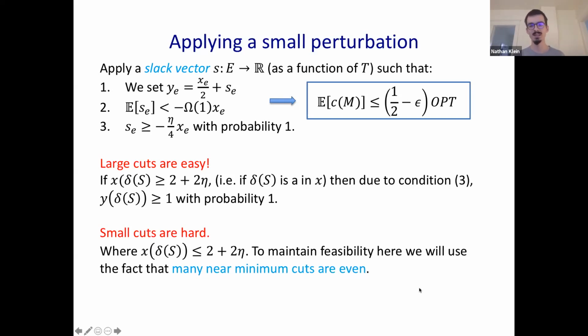Okay. So since we generate negative slack from these missing constraints in the matching LP, it's very crucial that many of these constraints corresponding to near minimum cuts are actually missing. So if all the constraints were there, the LP would just return the same value. So this approach only works for distributions that in expectation have many even near minimum cuts.